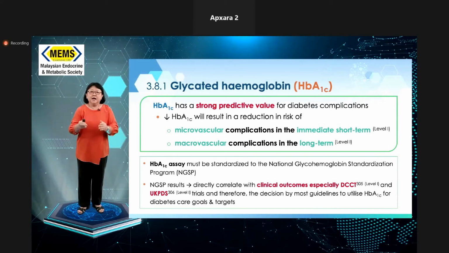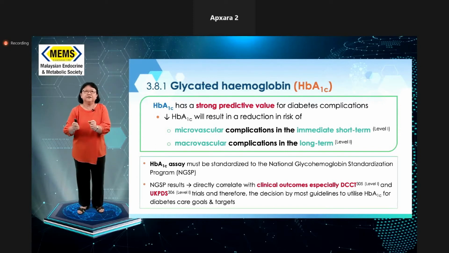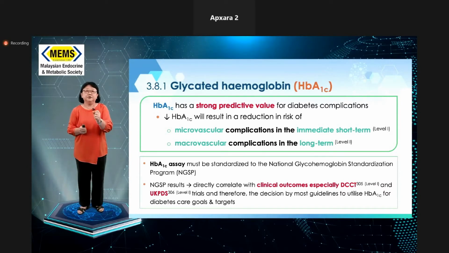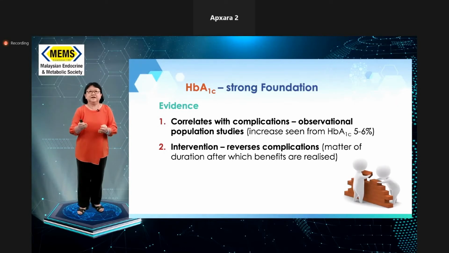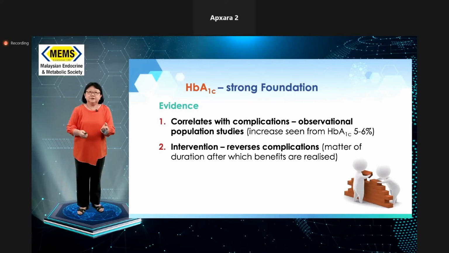That is therefore the reason why A1C is utilized, because it has strong, significant predictive value for predicting complications. In fact, if we are able to lower A1C, the microvascular complications in the immediate short term will be reduced. That's the benefit, straight up front. And macrovascular complications can be reduced in the long term, what we call the legacy effect. Therefore, to re-emphasize, A1C is the foundation of our practice, because of the evidence built up over many years that an increase in A1C correlates with complications.